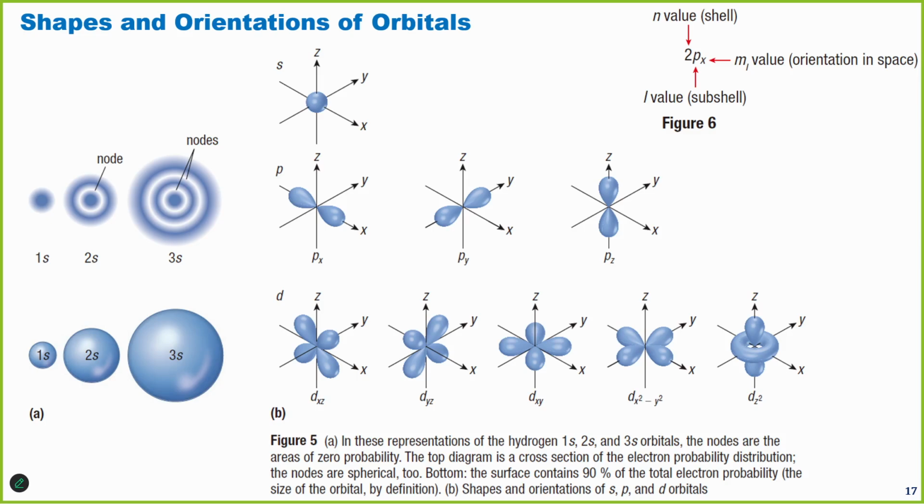But the lobes of dx squared minus y squared lie along the x and y axes, whereas the lobes of dxy lie between the axes. The fifth orbital, dz squared, has a unique shape with two lobes along the z-axis and a belt centered in the xy plane. The d orbitals for levels n larger than 3 look like the 3d orbitals, but again have larger lobes.